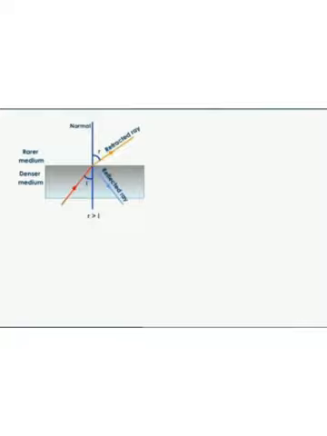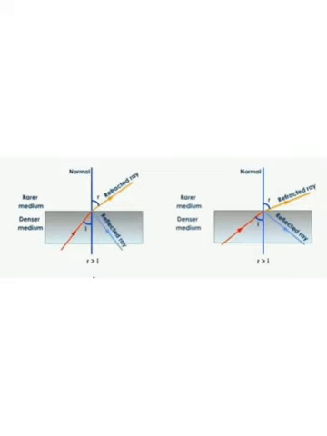The next step in total internal reflection is that we slightly increase the angle of incidence. When the angle of incidence increases, what happens? The angle of refraction also increases. You can see the second diagram: the angle of incidence increases, and the angle of refraction, that is the yellow line, also increases.